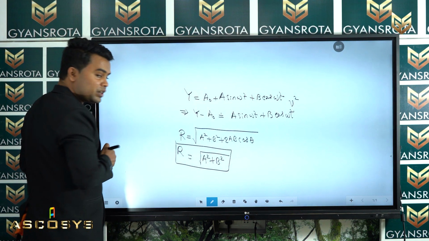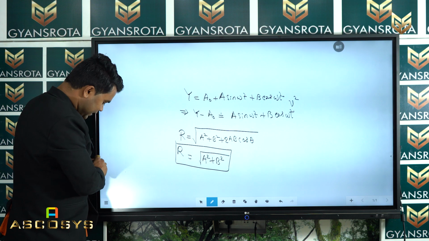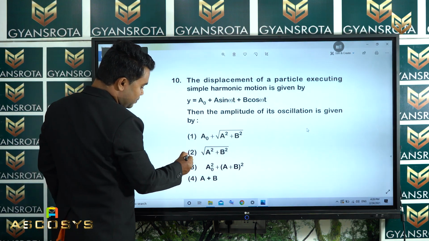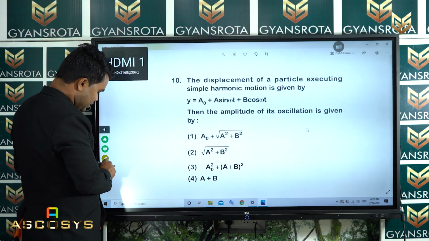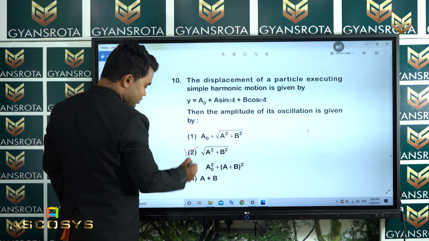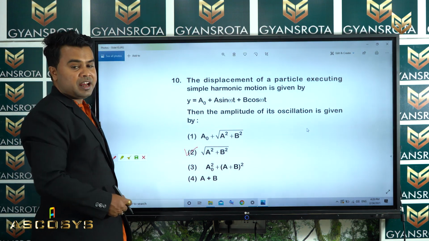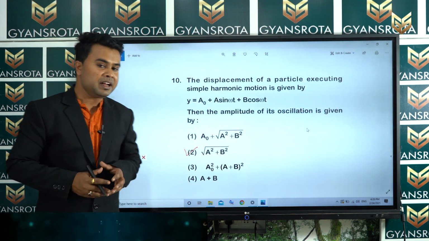So you need to look in the options for which one will be the correct answer. Root over of A square plus B square. This is the correct answer. Right? Let us move to the next question, that is question number 11.